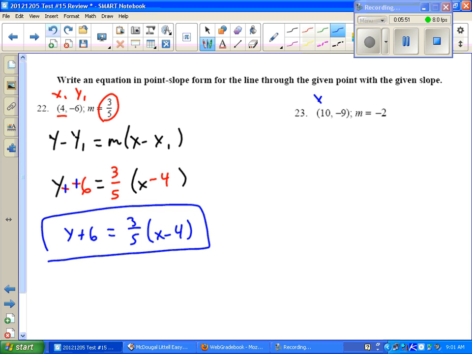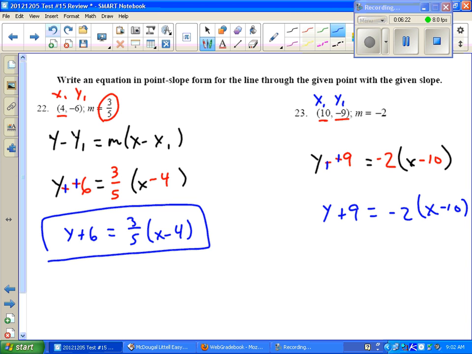Again, the same thing with this one, x sub 1, y sub 1. Leave y, leave equals, and leave a parentheses with an x in it. We'll plug the rest in. Where it says minus y sub 1, you're going to have minus negative 9 again. M's value is negative 2, and where it says x sub 1's value is going to be minus 10. So the only change, again, just like on the last one, is that minus a negative becomes y plus 9 equals negative 2 times x minus 10. Point slope form.